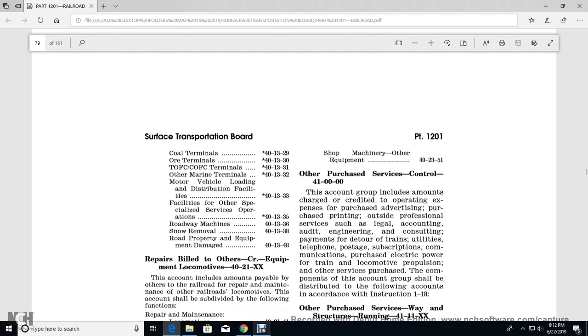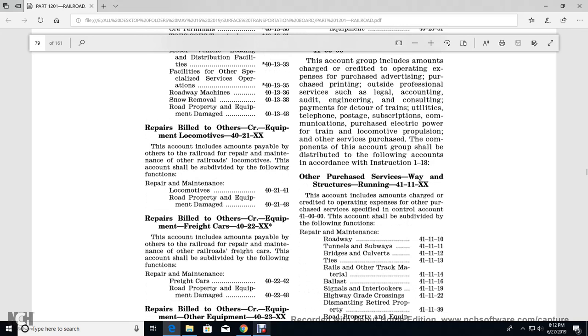The account group includes amounts for the credit of the operating expense for the purchase, the advertising, purchase, printing, outside professional service, the legal, accounting, auditing, engineer, consultation, payment, the detour of the train, utility, telephone, postage, subscription, communication, purchase of the electrical power train and locomotive propulsion, other service purchase for the components of the account group, shall be distributed the following functions accounts in accordance with 1118 instructions 118. Other purchase services, the structural running of the 4111 XX.